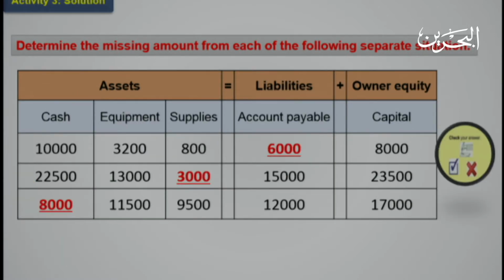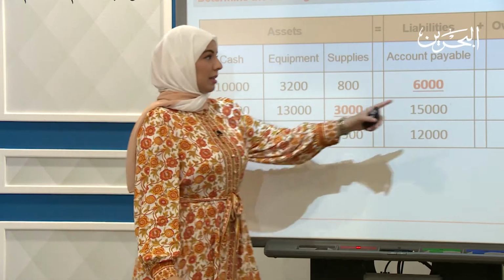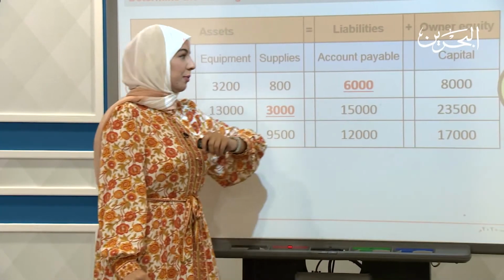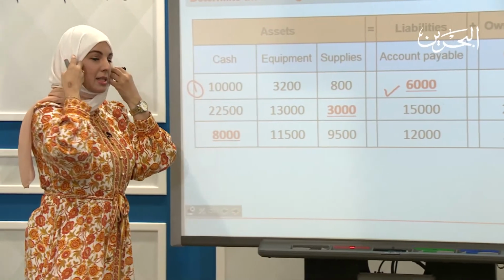After you think, my dear student, about the missing figure, let us see how can we find the missing figure. As we say, for the first one, I take the total assets and I subtract the owner equity 8,000 from it, and I get the liability of 6,000.